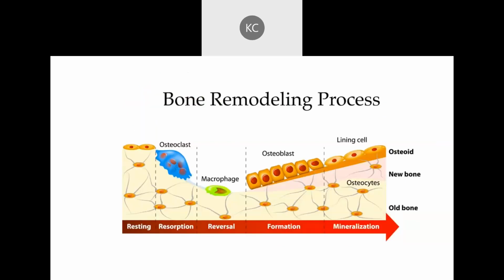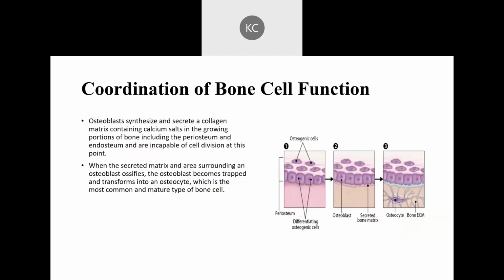Now, we'll get into this more later, but there's a process of bone remodeling in which you have the taking away of bone, and then you have the reversal part, where you start to lay down new bone with osteoblasts. The osteoblasts become trapped and become osteocytes, and so on and so forth. Later we'll talk about bone remodeling, and specifically about the process of ossification and how we make bone.